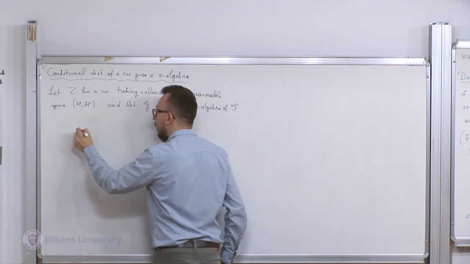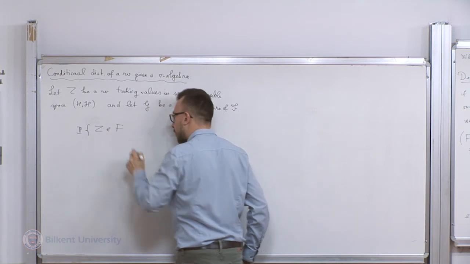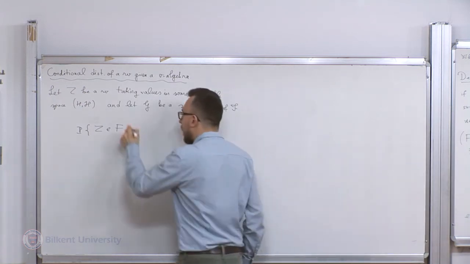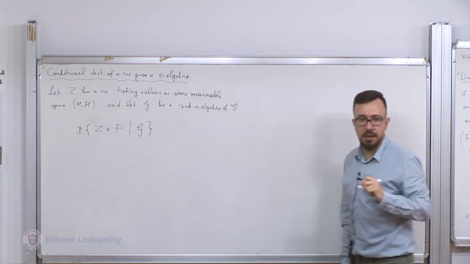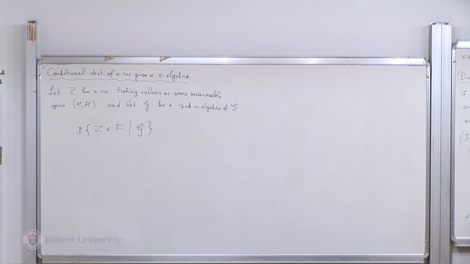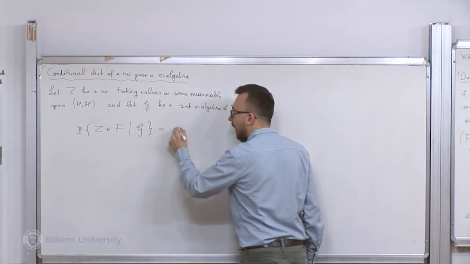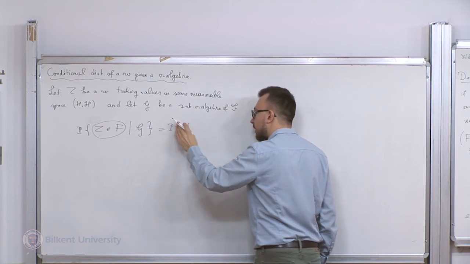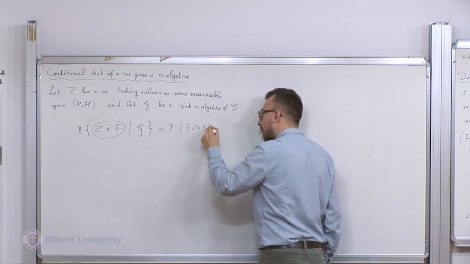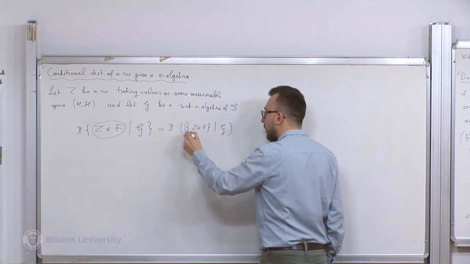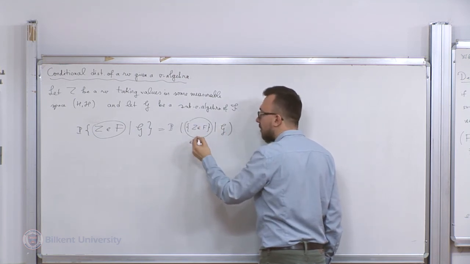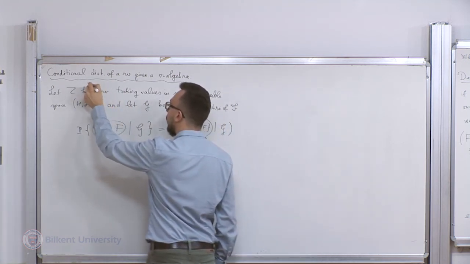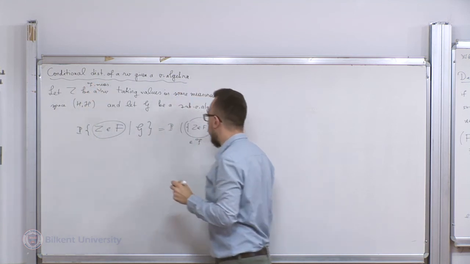So what is distribution? Distribution means we look at the probability that Z takes values in some set. Now we're going to make it conditional. What does that mean? Well, this is just an event: the event Z in F, given G. This is an event in my sigma algebra F, because Z is F measurable.